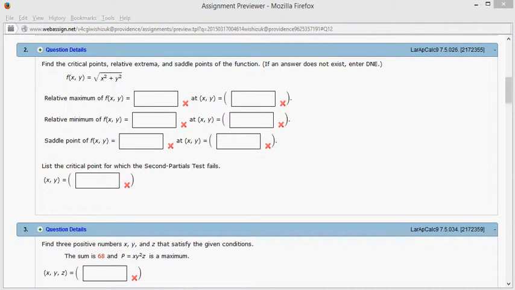Alright, let's look at homework 7.5, 7.6, problem number 2. We have this function f of x comma y is equal to the square root of x squared plus y squared. We want to find critical points, and we have to determine if they give us a relative max, or relative min, or a saddle point. Alright, so let's do that.